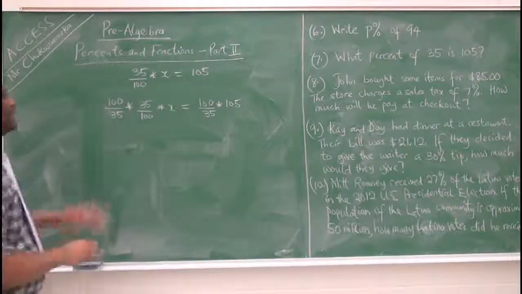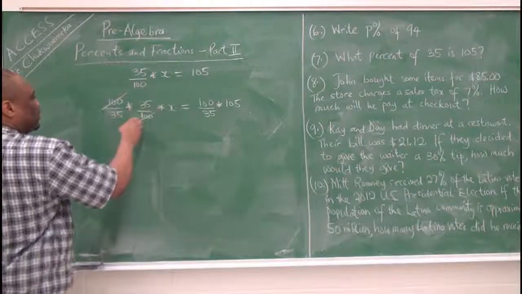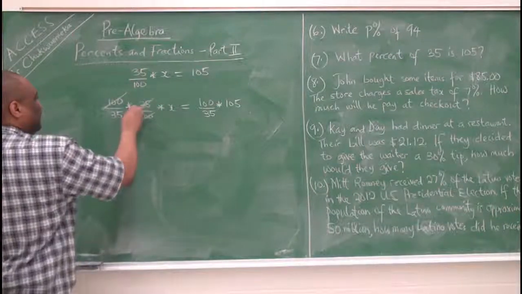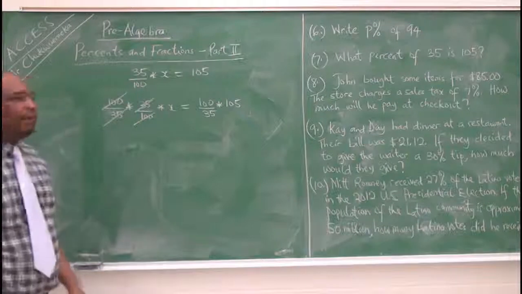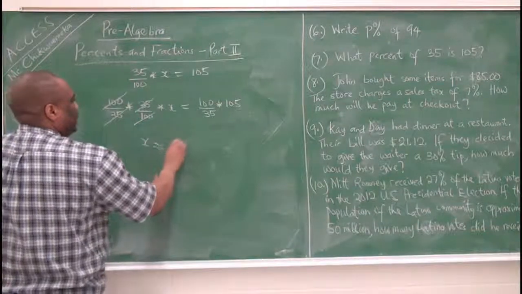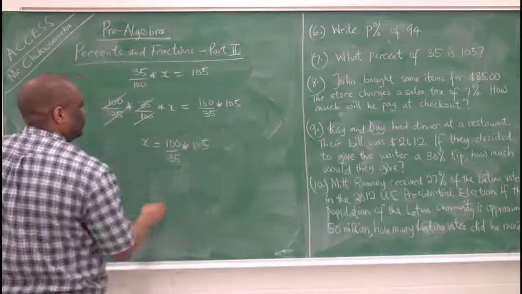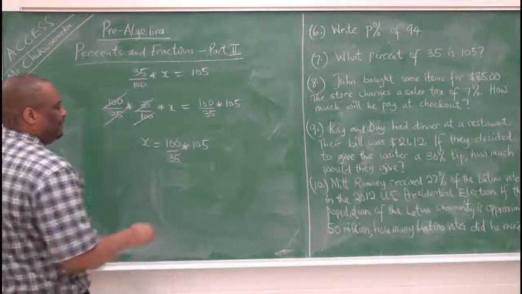So when I have this now, it becomes easy for me. 100 will divide 100 to give me 1. 35 will divide 35 to give me 1. And my x will be 100 over 35 times 105. So let me now simplify this.